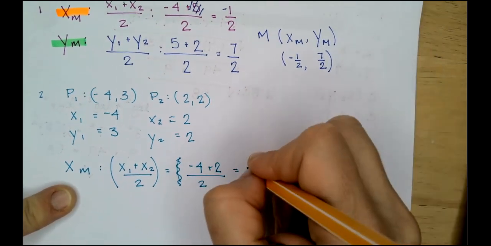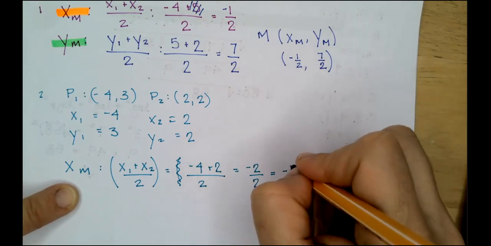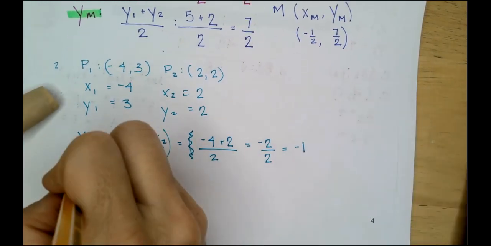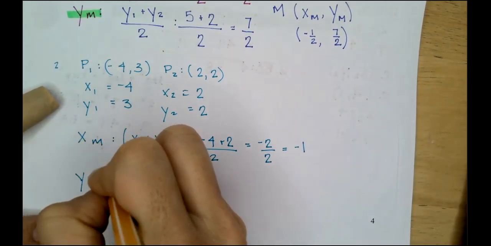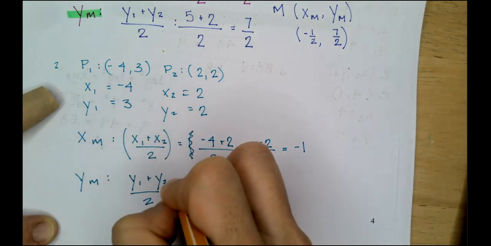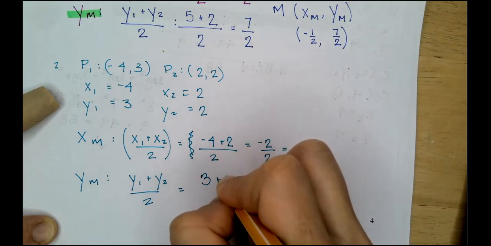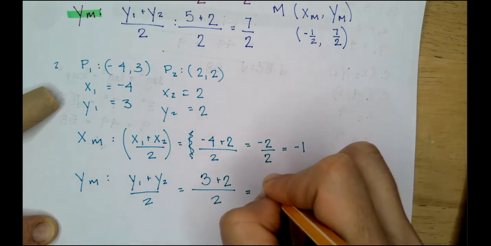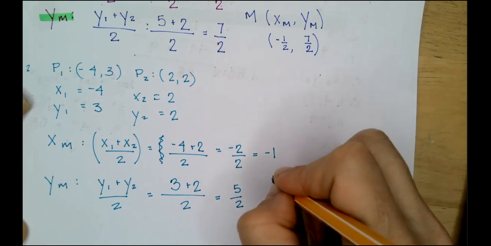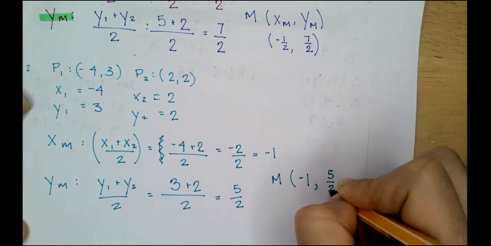-4 plus 2 is a -2. -2 divided by 2: 2 divided by 2 is 1, but negative divided by positive is a negative. So my x value is just -1. And then for my y value of that midpoint, I'm going to say y1 plus y2 divided by 2 is 3 plus 2 over 2, which is 5/2. I would just leave it like that. So my whole midpoint is -1 as my x, 5/2 as my y.